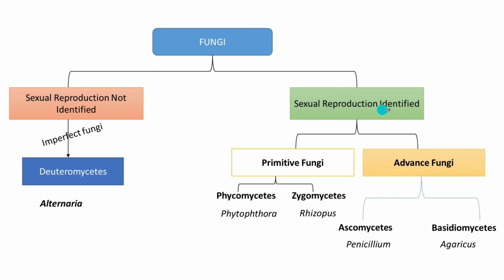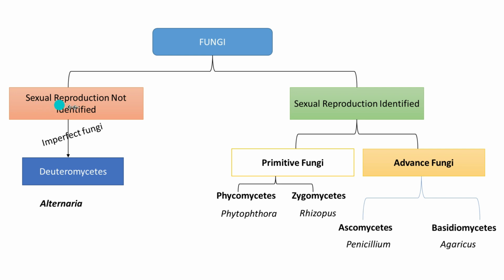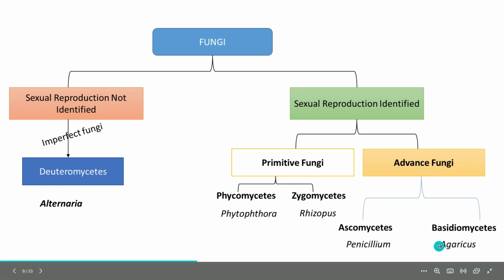Moving on to sexual reproduction identified, which is further classified as primitive fungi and advanced fungi. In primitive fungi, you can see Phycomycetes, Zygomycetes. In advanced fungi, you can see Ascomycetes, Basidiomycetes. And sexual reproduction not identified, you can see Deuteromycetes, and here you can find the example of each class.